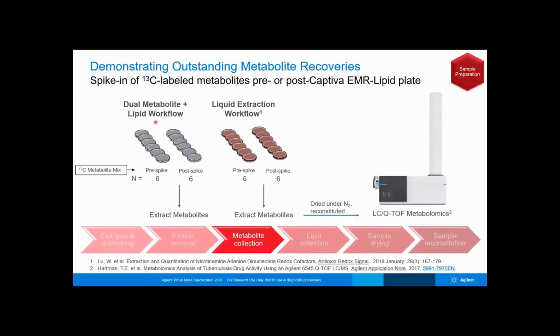You may now be wondering what the metabolite recoveries look like for this workflow when the cell sample matrix is present. To test this, we took frozen cell pellets, each containing 1 million cells, and prepared them using our dual metabolite plus lipid workflow. Then, to monitor recoveries, we added a carbon-13 labeled metabolite mixture to the samples before or after they were passed through the Captiva EMR lipid plate. The percent recovery for each carbon-13 labeled metabolite was measured by dividing the metabolite peak area from the pre-spike sample by the peak area from the post-spike sample.